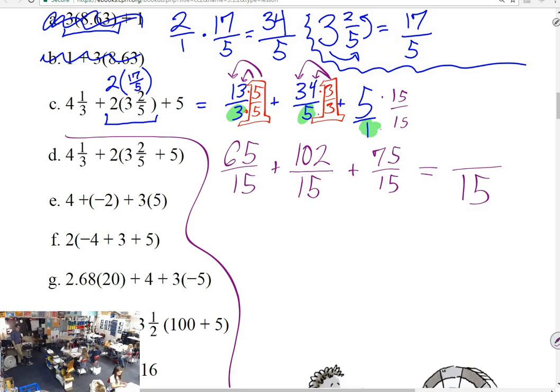You want to do it? You can pass. But what do you do now? Just tell me what to do. I'll do it. 65 over 102. Oh. The numerators all get added together. Yeah, the numerators all add together. So 65 plus 102 plus 75.